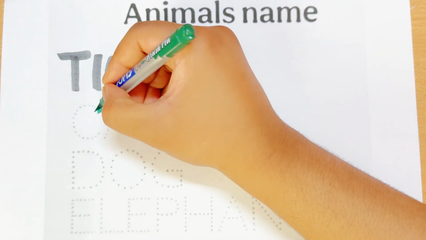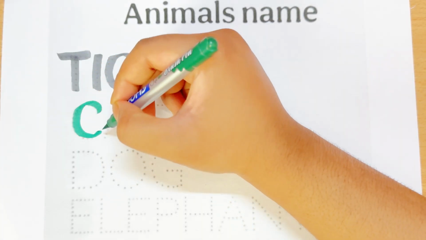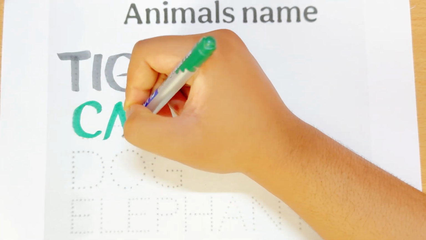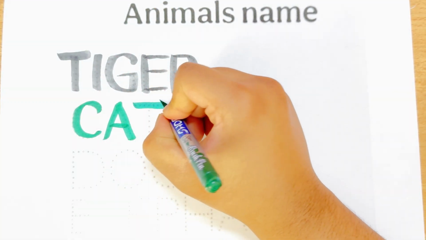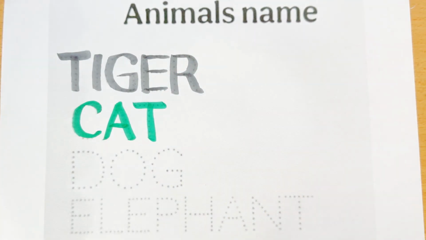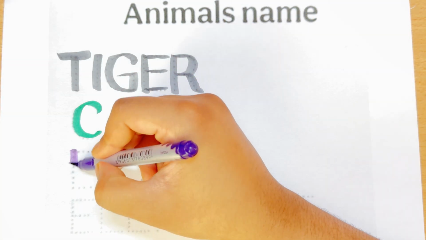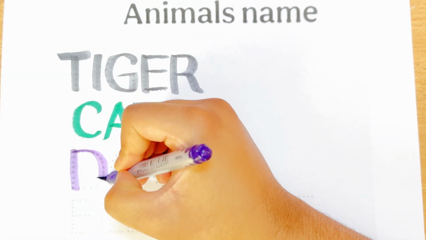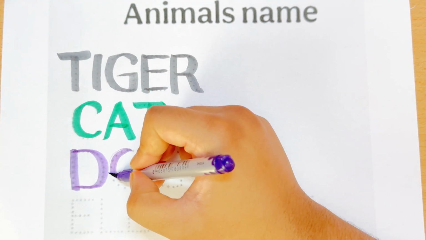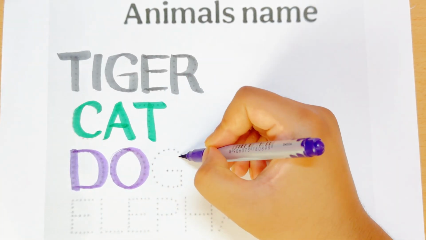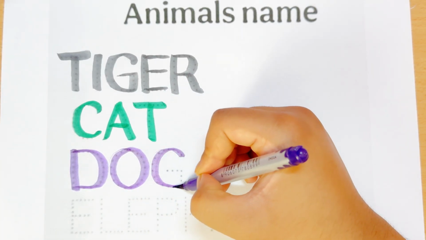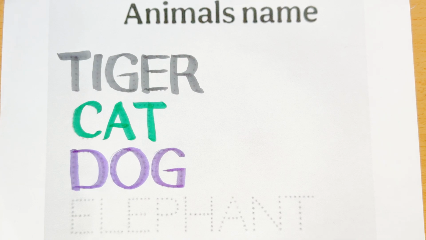Cat. C, A, T. Cat. Dog. D, O, G. Dog. Purple color.